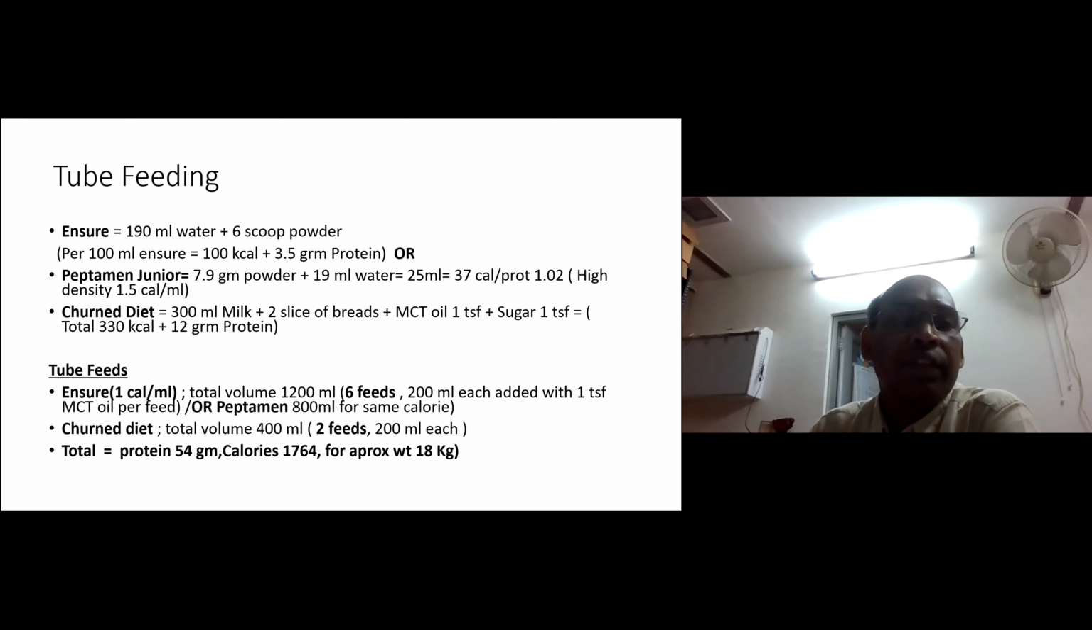In tube feed, he can be given a churn diet in some amount, and some amount by polymeric diet, that is Ensure formula which we are getting in our institute. But we can have a better formula which is more calorie dense, because Ensure is a 1 calorie per ml formula, and Peptamen Junior has a 1.5 calorie per ml formula. So when we have less volume to be given and more calories needed, this Peptamen Junior can be helpful.